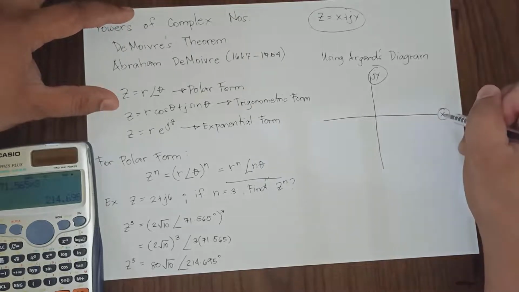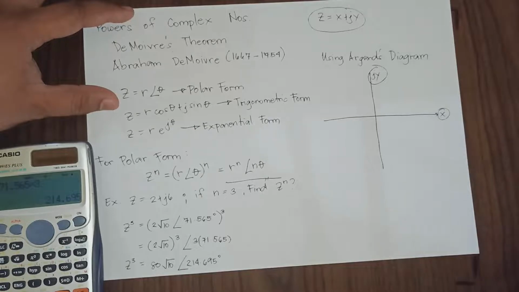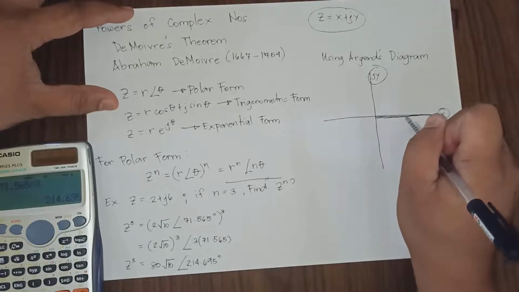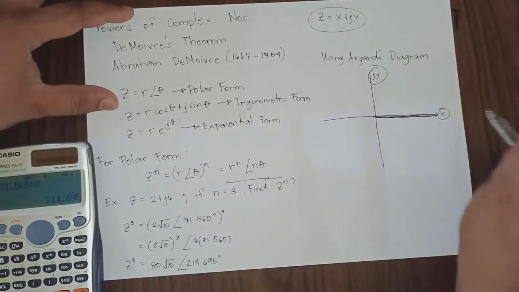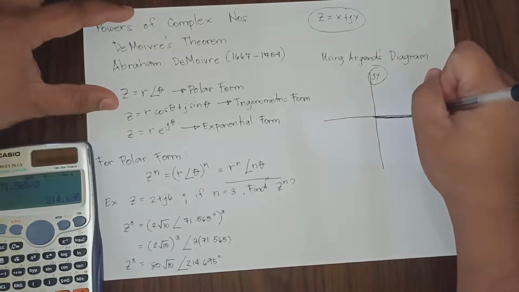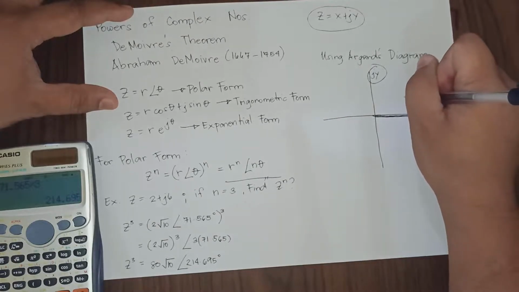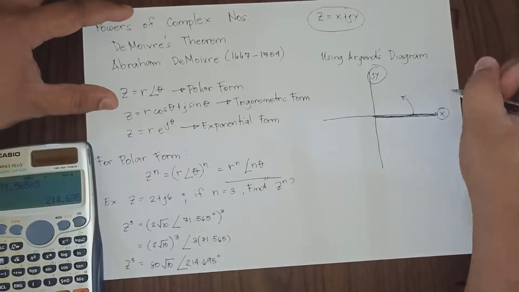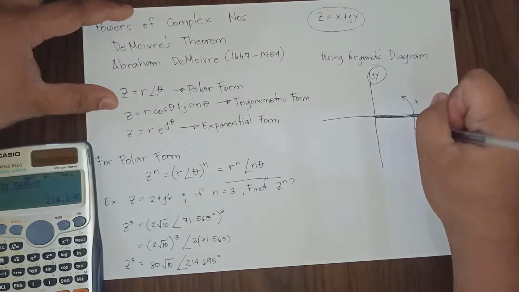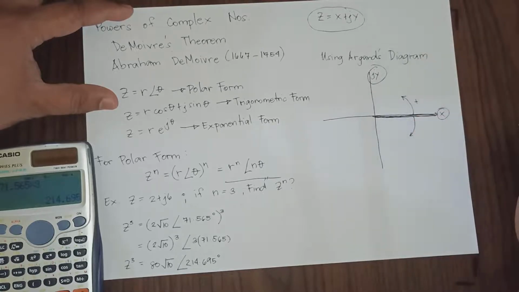Lagi ninyong tatandaan, class, na yung inyong reference ray or reference line ay ito. Okay? Yung part na yan. No? Yan yung pinakamagiging reference line ninyo. So, if yung ikot ninyo is counterclockwise, that would be positive. And if yung ikot ninyo is clockwise, that is negative. No? So, lagi ninyong tatandaan yan.